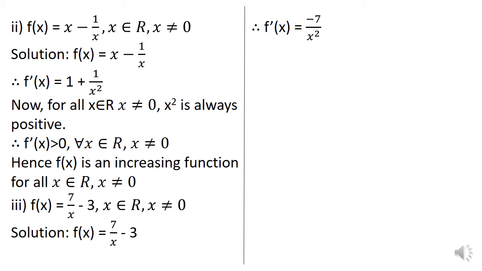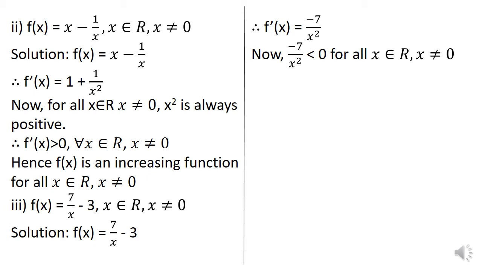Now, minus 7 upon x square is always negative, isn't it? Because x square is positive as long as x is not equal to 0, x square is positive, but there is a minus sign.